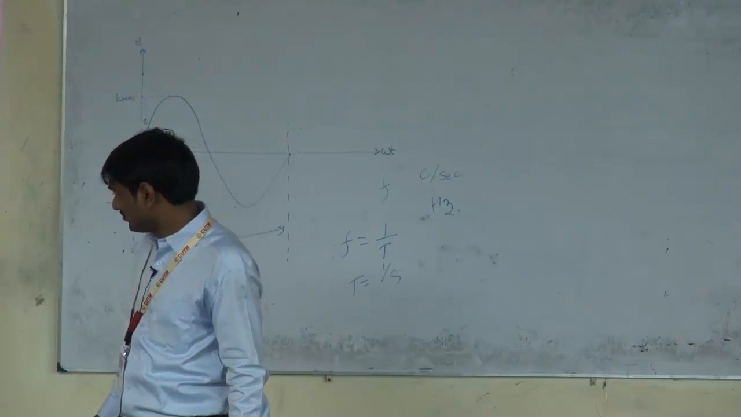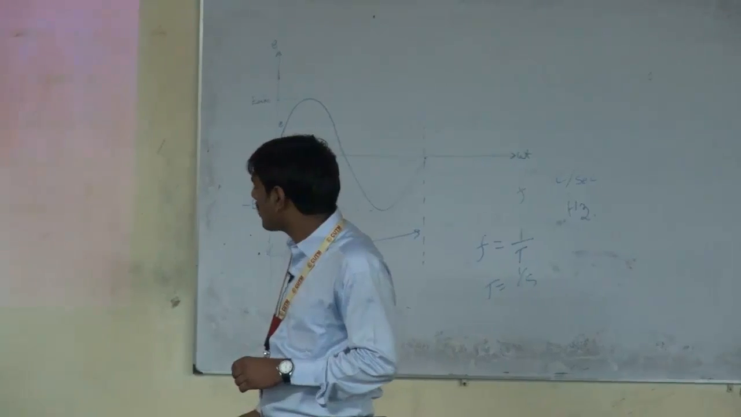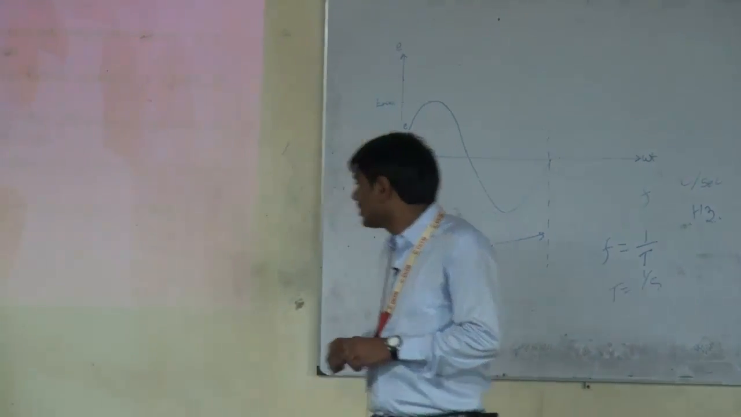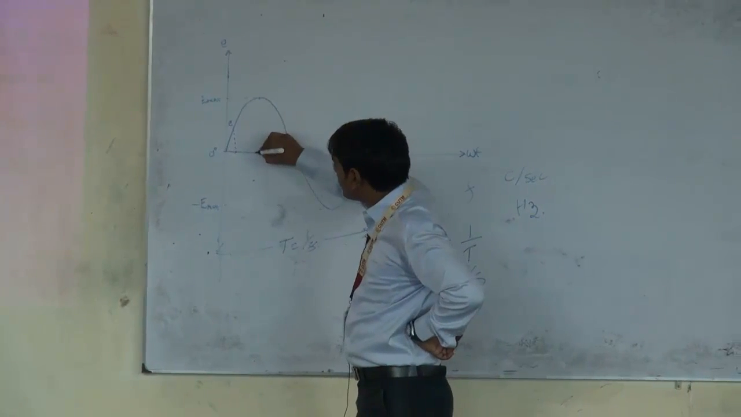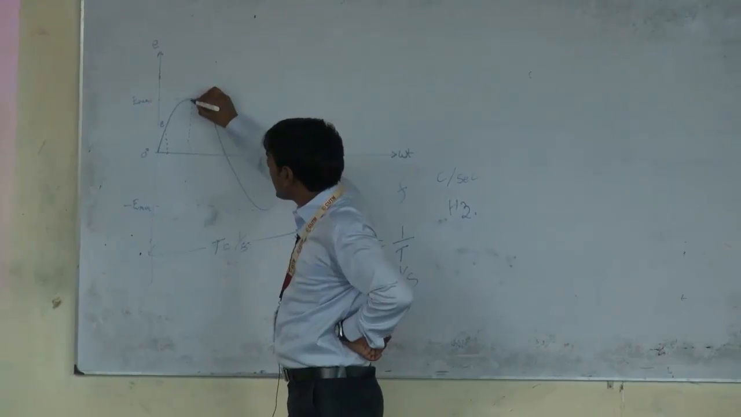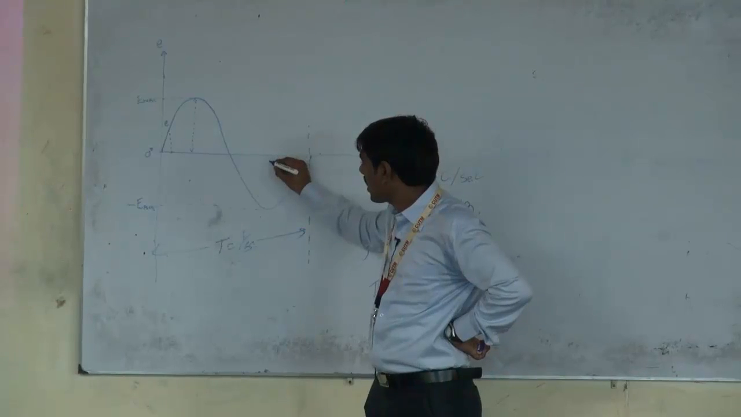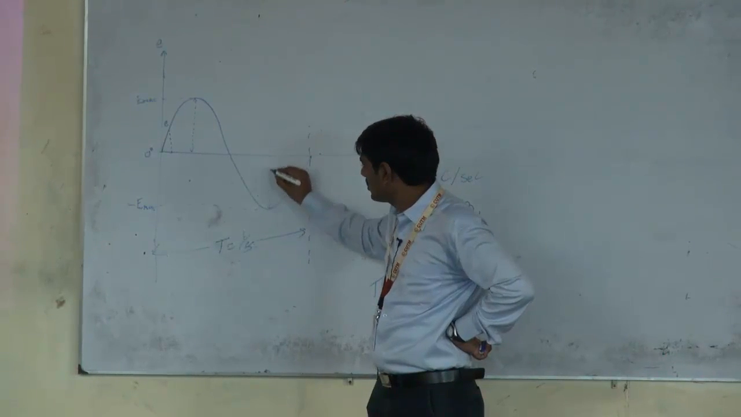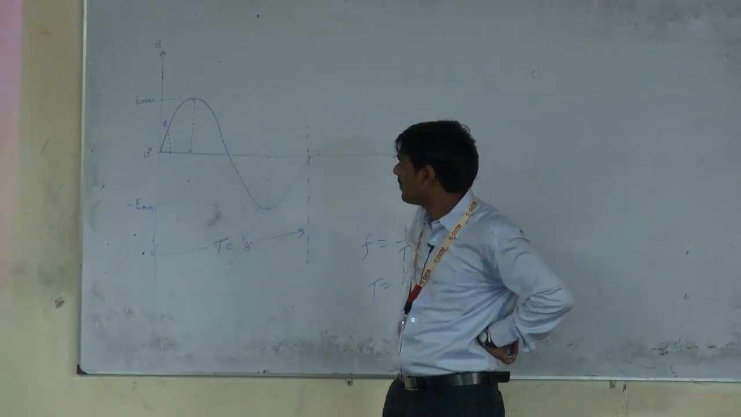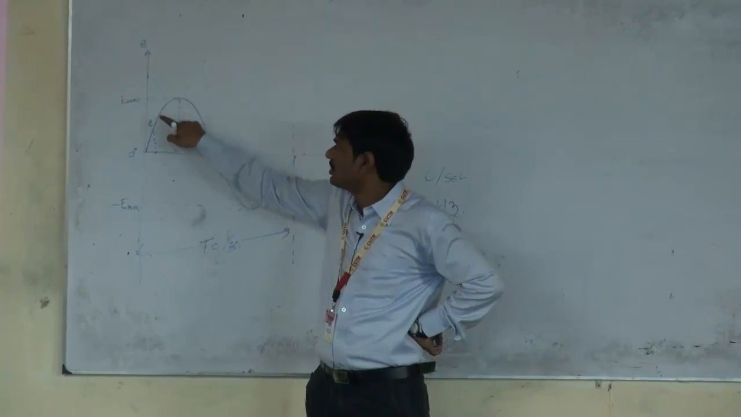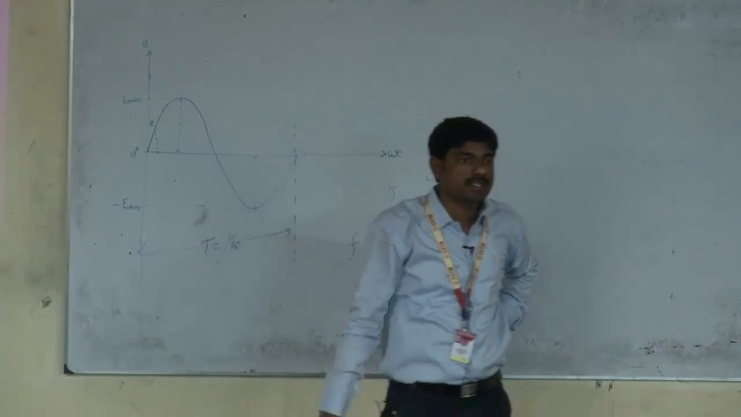The next one is amplitude. Amplitude is the maximum value, either positive or negative, of an alternating quantity. It is called amplitude. So this is the maximum value. The amplitude may be a positive or negative value. So this is positive amplitude and this is negative amplitude. For positive amplitude the value is Emax. For negative amplitude the value is minus Emax.